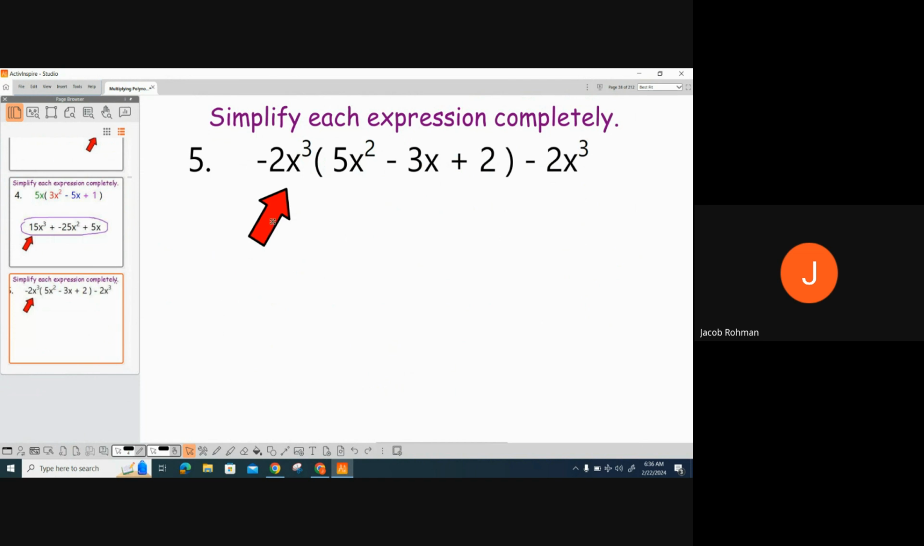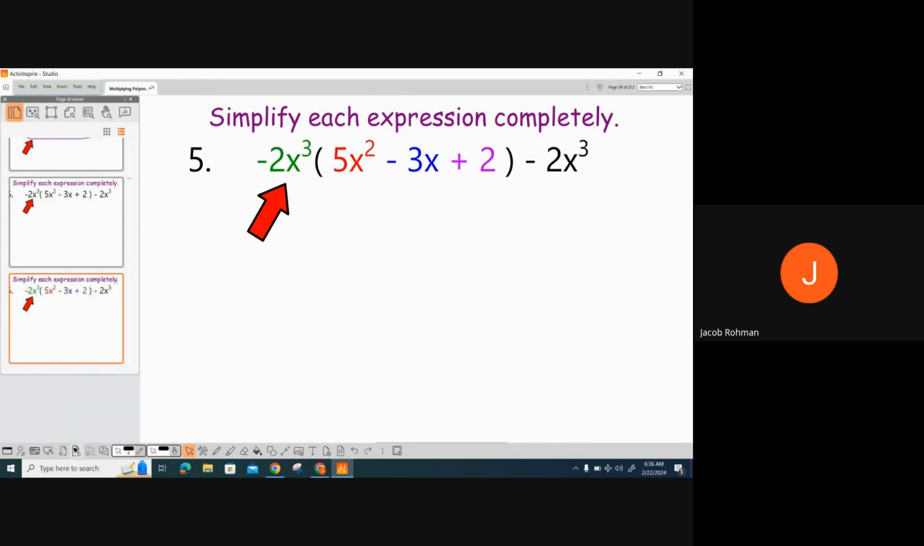Example 5, here we have a trinomial inside the parentheses times this monomial of negative 2x cubed, but then we're subtracting 2x cubed. So before I can combine any like terms, I need to first distribute what's outside the parentheses, because think of it like this. If there's a number or a term outside the parentheses, that's like locking in what's inside these parentheses until we distribute. So let's go ahead and do that.